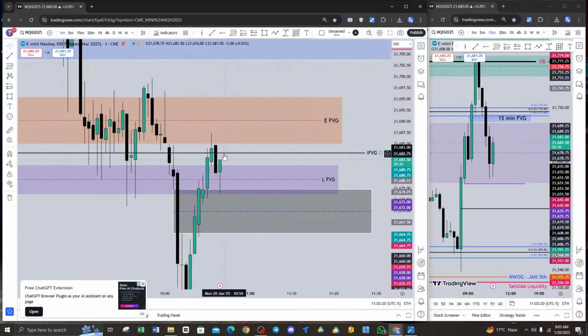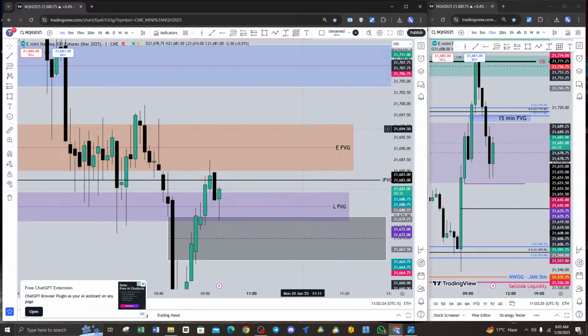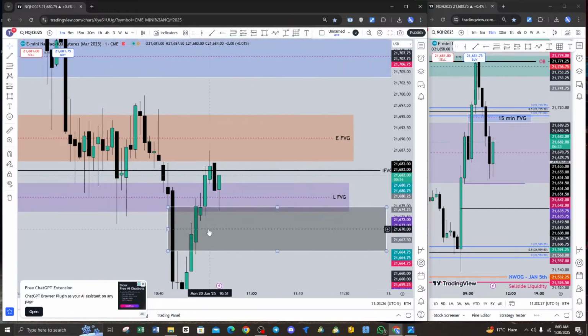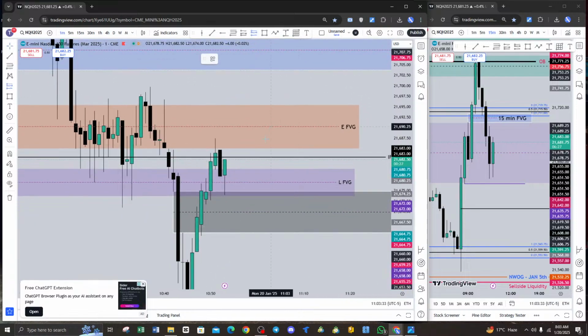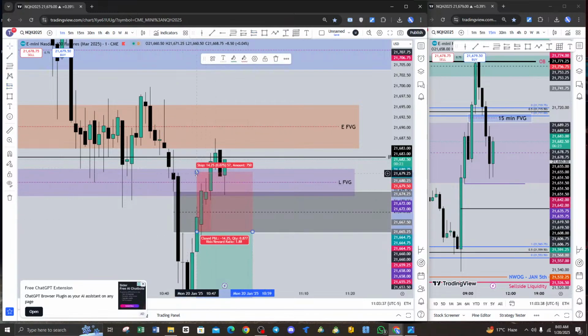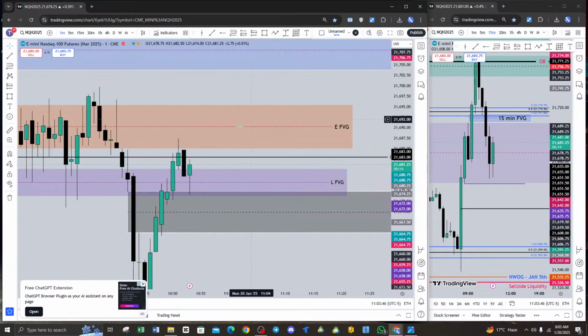if I get another fair value gap I will go for the entry. Here I got almost a 16 or 17 handle loss. Wait, let me check it. I got a loss of nearly 16 handles. Now let's see if this is the perfect market structure.